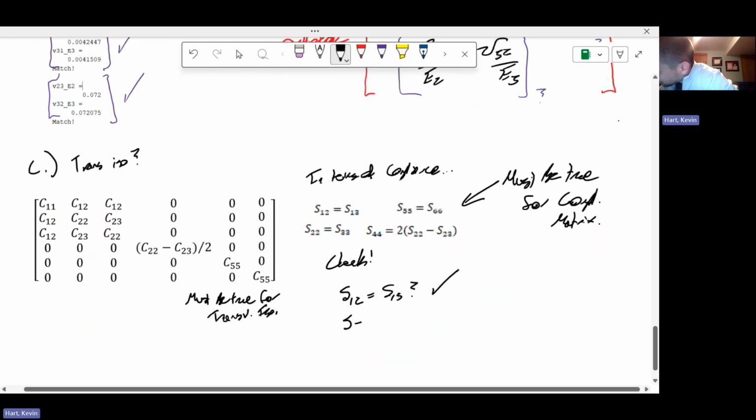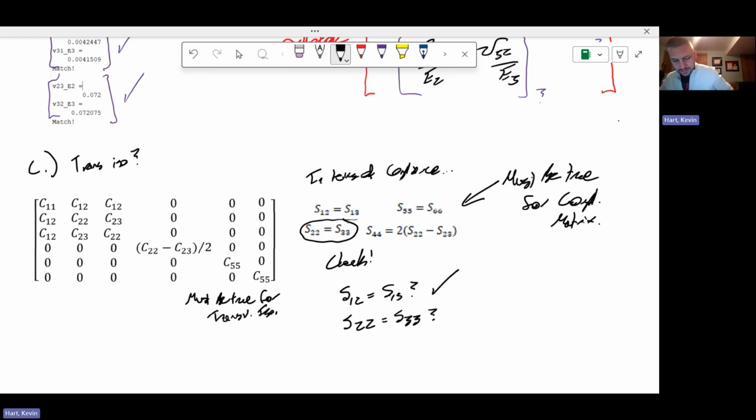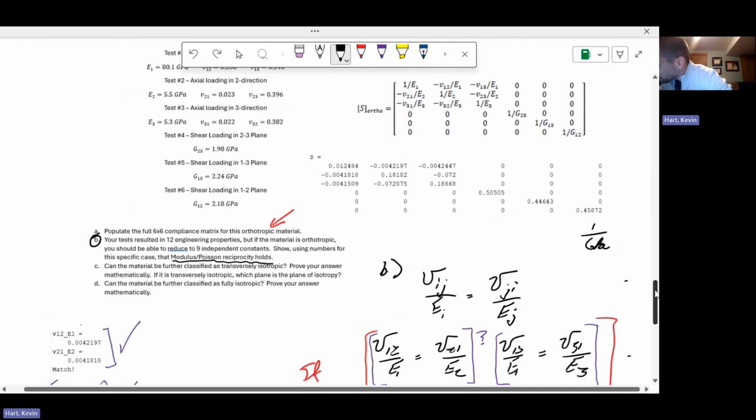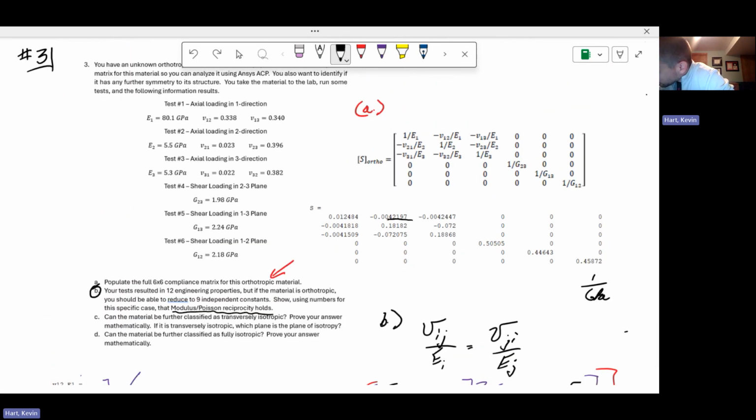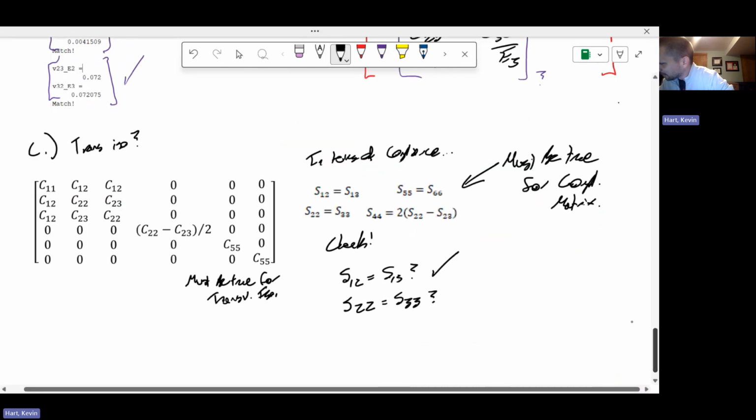What about S22 equal S33? That's this condition here. Okay, is that true? Do 2,2 and 3,3 match? Okay, here's 2,2, 0.1818. Here's 3,3, 0.1886. Yeah, there's a little bit of variation, but they're pretty close. They're within, you know, a percent or two. So I'd say, yeah, they're probably close enough. All right, let's keep checking.